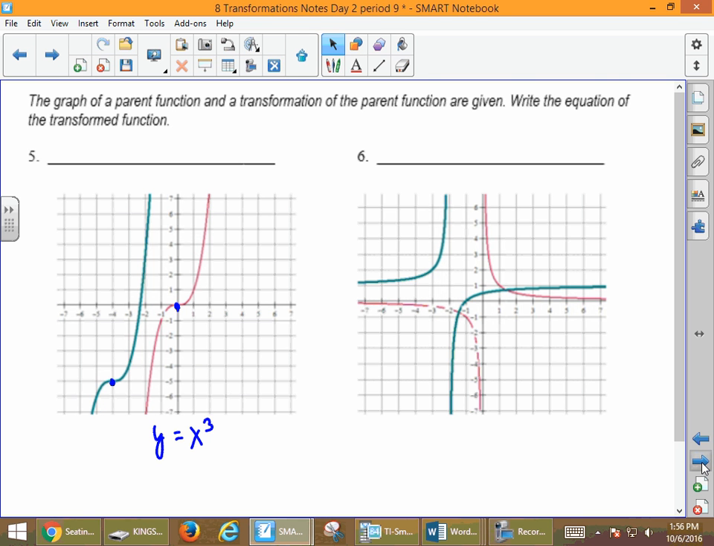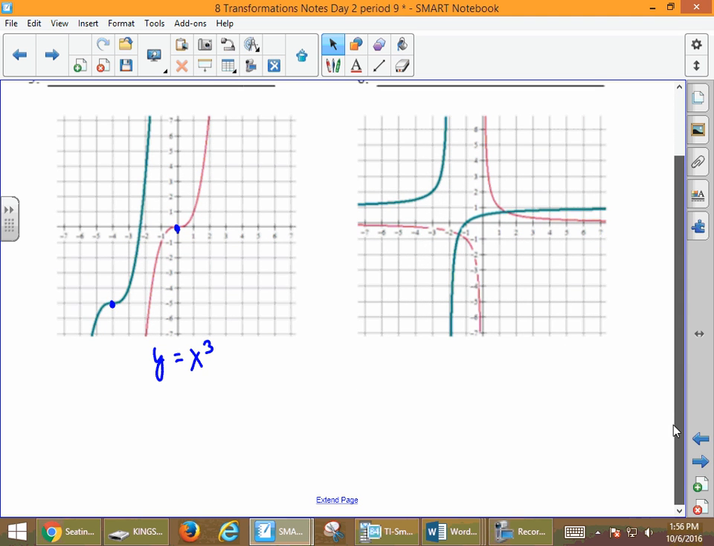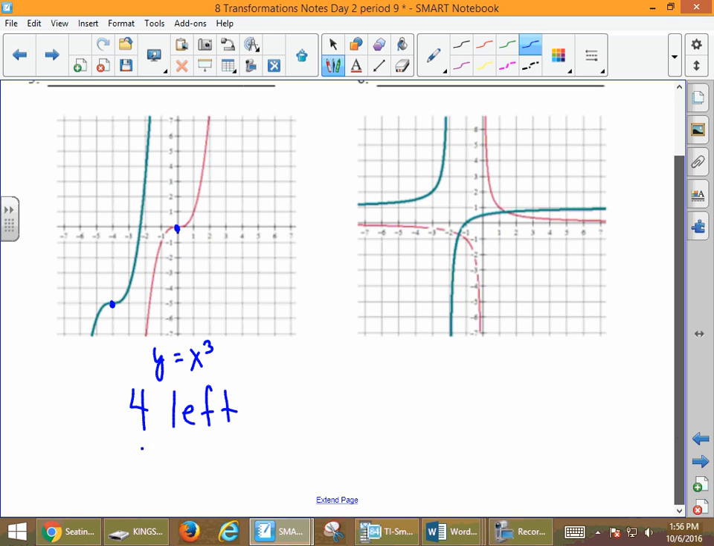We went 1, 2, 3, 4 spaces left, and we went 1, 2, 3, 4, 5 spaces down. So there's 2 of the transformations: 4 left, 5 down. And in fact, that's the only thing that I can identify on this graph.